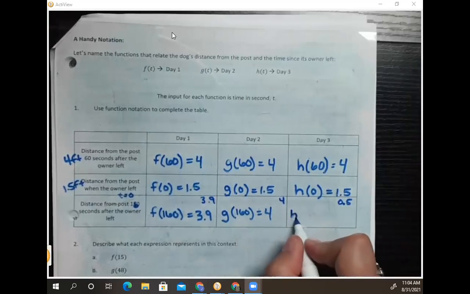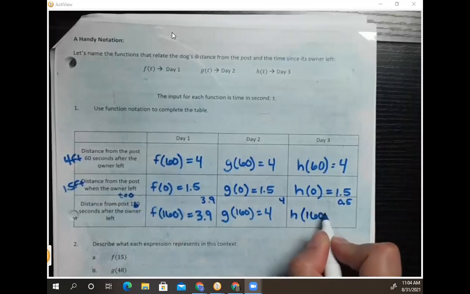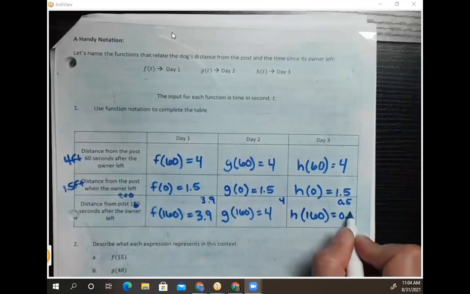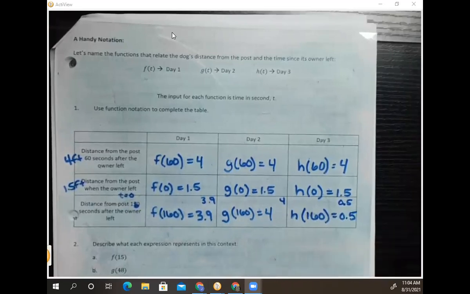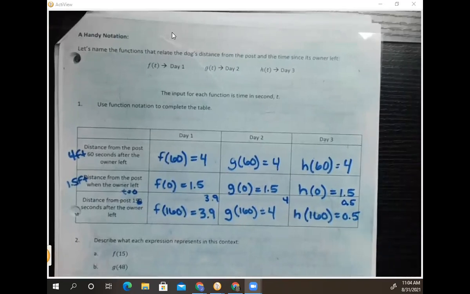For day 3, this would be h of 160 equals 0.5. So this is telling me on day 3, after 160 seconds, the dog was 0.5 feet from the post. Questions on our function notation so far? Okay. So here we've taken our statements and put them into function notation.